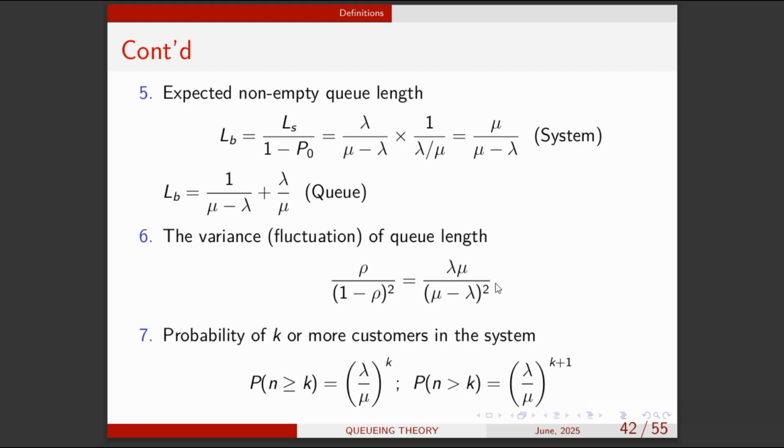If we want to know the probability of having k or more customers in the system, it is simply given by rho to the power k.